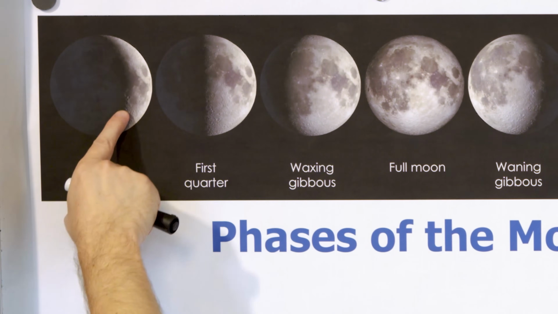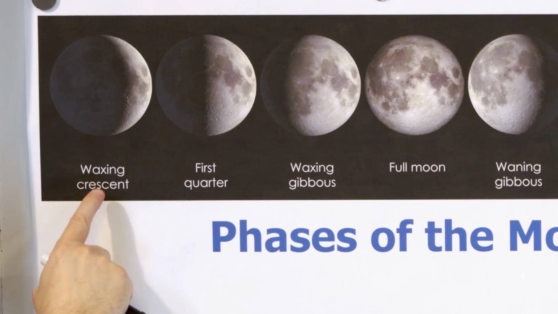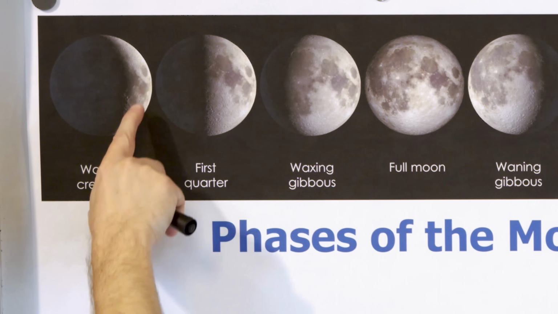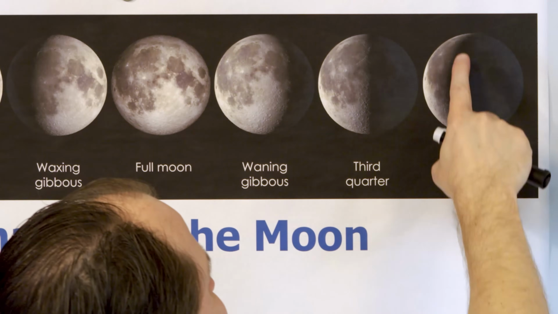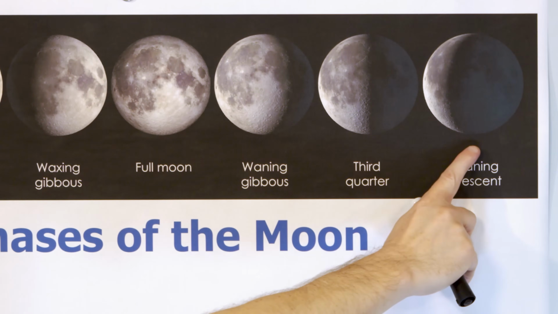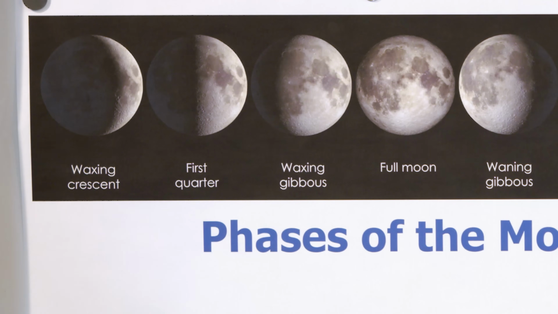So this over here we call, of course, a crescent moon. We'll talk about the word waxing in a minute. And then on the other side, we also have another crescent moon. So these are sort of mirror images of each other. They're both crescent moons, right?